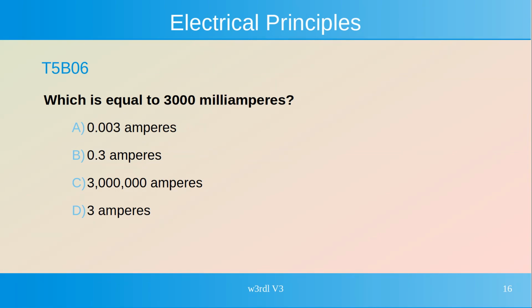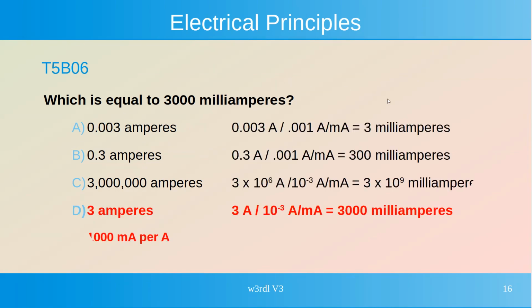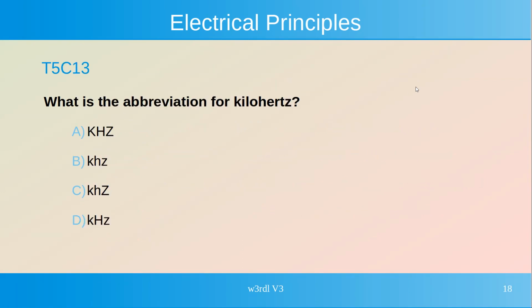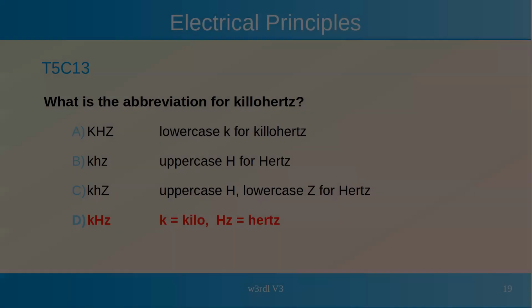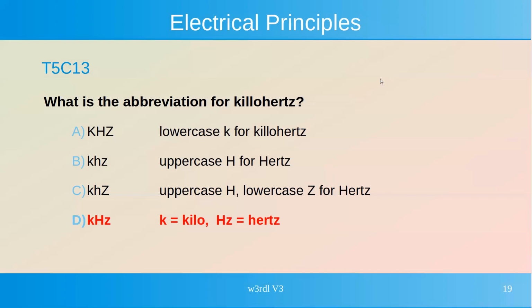Now, after a while, you don't have to think about these. You can just see it. I'm going to say E. Delta. What is the abbreviation for kilohertz? I mentioned before, this is a tricky one. Delta. Very good.